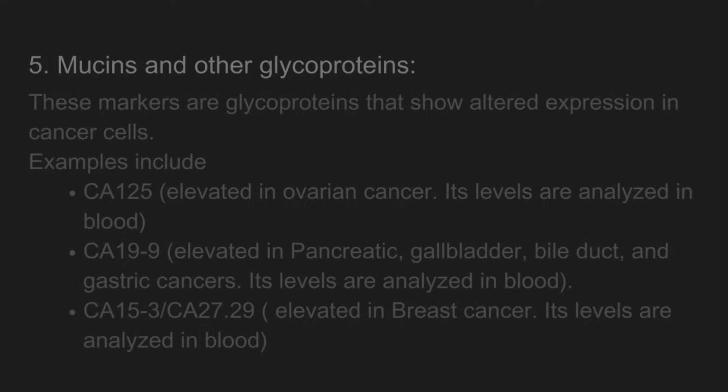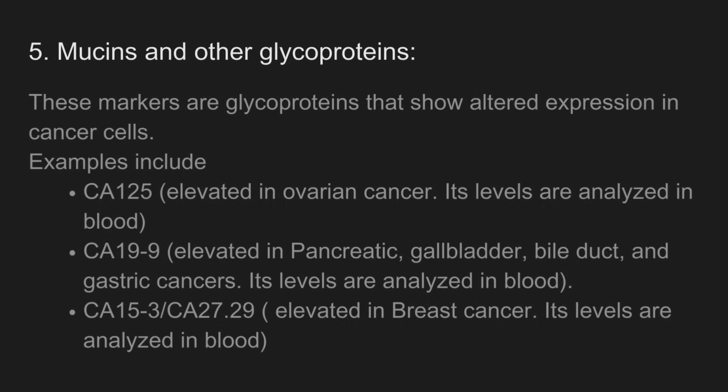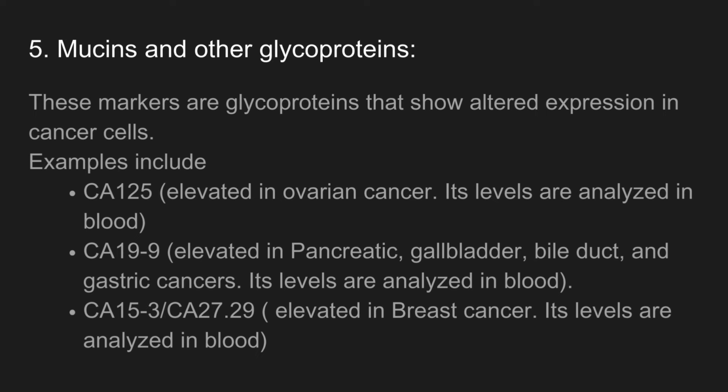Mucins and other glycoproteins. These markers are glycoproteins that show altered expression in cancer cells. Examples include CA125, which is elevated in ovarian cancer. Its levels are analyzed in blood.